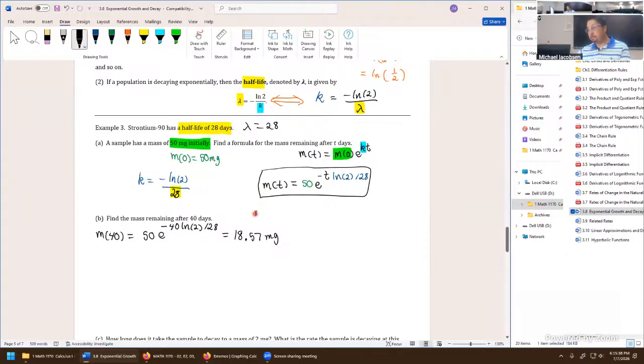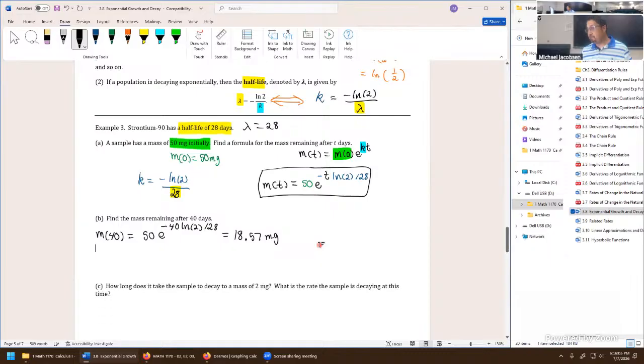which might seem about right in a certain sense. If you started off at 50 milligrams, then 28 days later, a half-life occurred, so you're just at 25 milligrams. 12 more days to reach 40 days means you're at less than 25. 18.57 feels about right. It's in the right range for one half-life having occurred and just a little bit more. So that's our function evaluation there.